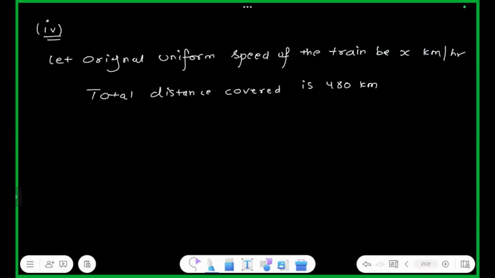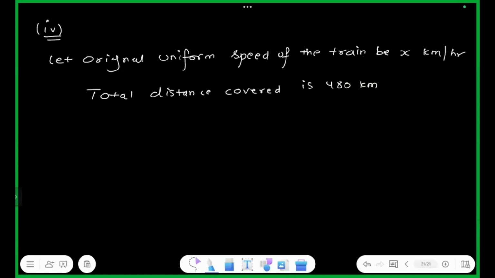480 kilometer. So in this question, there are few terms or topics which are related to class ninth motion, like uniform speed. Uniform speed means the speed is constant. Like my speed is 10 kilometer per hour, so it is 10 kilometer per hour. It is neither increasing nor decreasing. So that kind of speed is known as uniform speed.